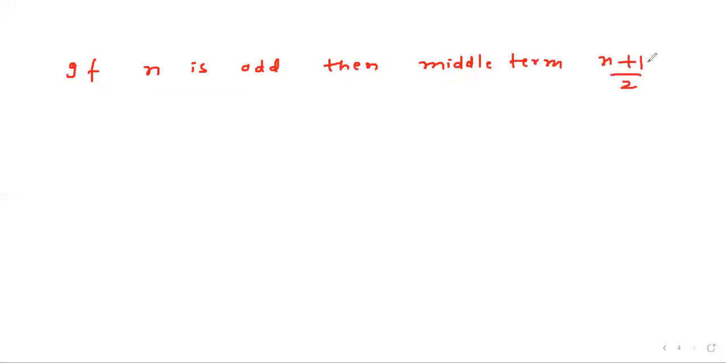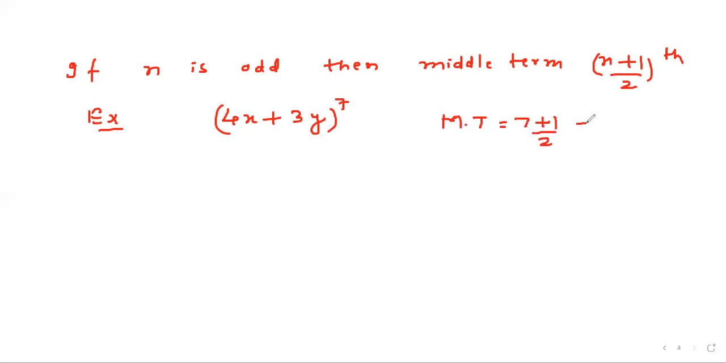So if n is odd, then the middle term is the ((n+1)/2)th term. Example, suppose we are given the expression, say (4x + 3y)^7, and we have to find the middle term. So the middle term will be (7+1)/2, that is the fourth term.